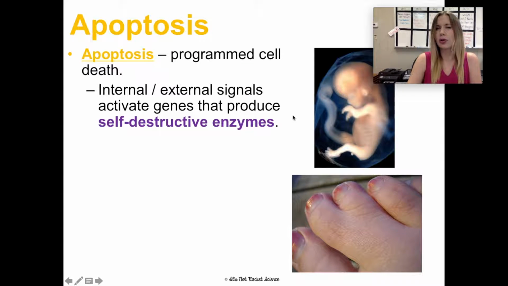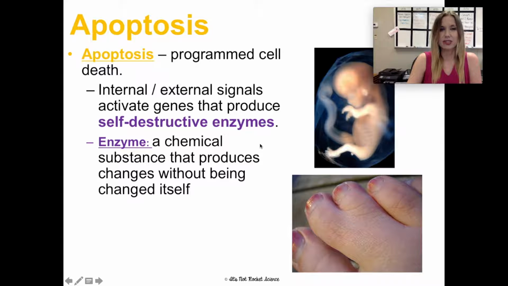I want to make sure we know what the word enzyme means, so I've included the definition. An enzyme is just a chemical substance that produces changes without being changed itself. Essentially it's just speeding something up. It's like if you were to add butter or oil on a slide, and then you tried to slide down it, you would go way faster than if you hadn't oiled it beforehand. That's what an enzyme is. It's just speeding up reactions. So enzymes are just going to speed up self-destruction, programmed cell death, cell suicide.